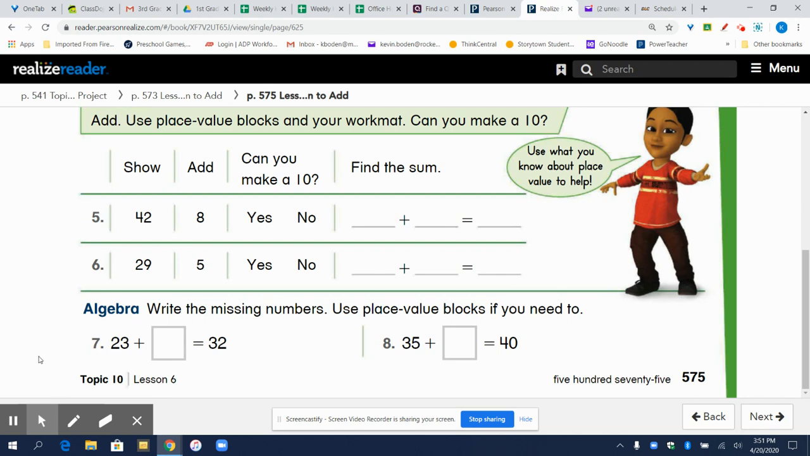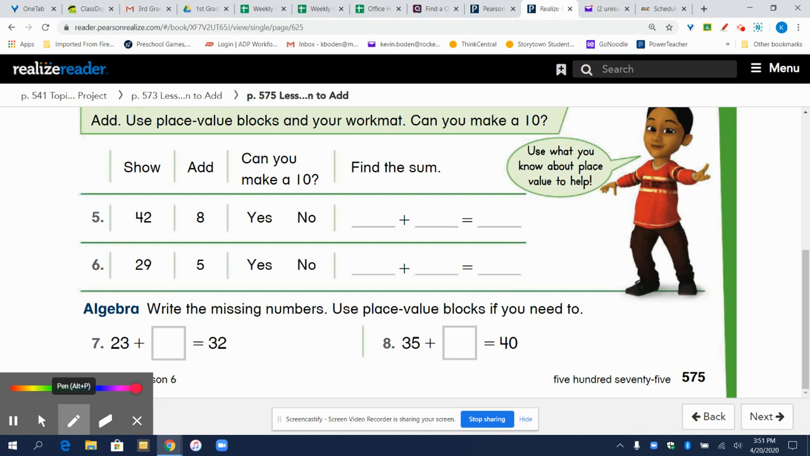And I'm going to get my pen ready. And actually, what I would recommend doing is try finding something maybe you can draw on or write with, because it says add. Use place value blocks and your work mat. Can you make a 10? Let's find out. Well, our equation says show 42.